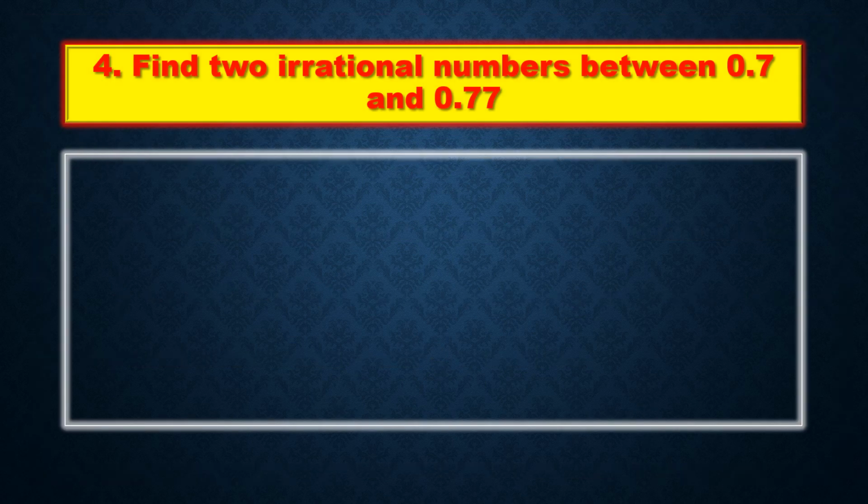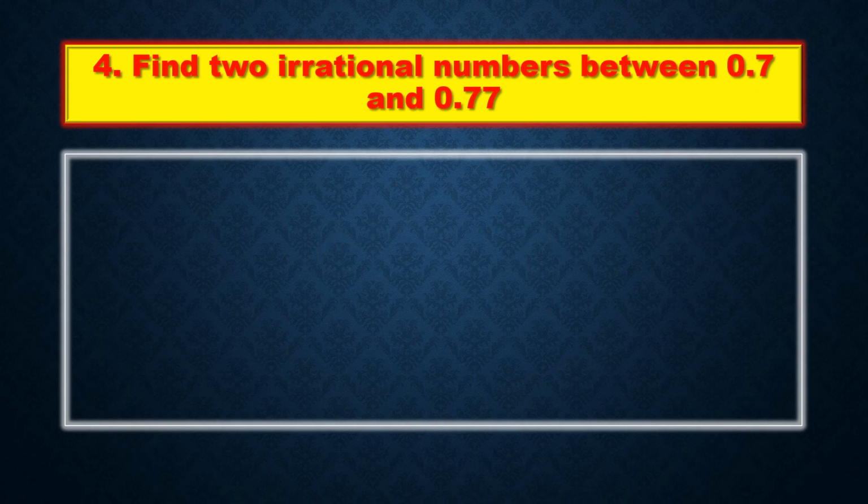So here is the next question. Find two irrational numbers between 0.7 and 0.77. Simple. 0.7, what is this? A rational or irrational number? It is a rational number because in 0.7 there is no continuity after the decimal. If there is no continuity, it is a terminating decimal, and terminating decimals come under rational numbers.